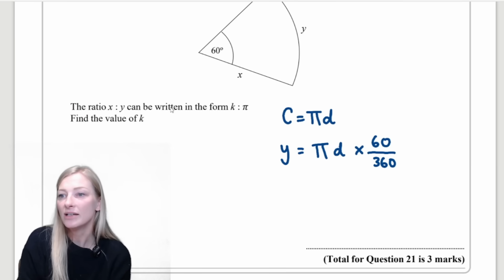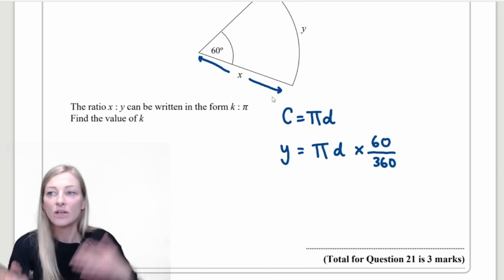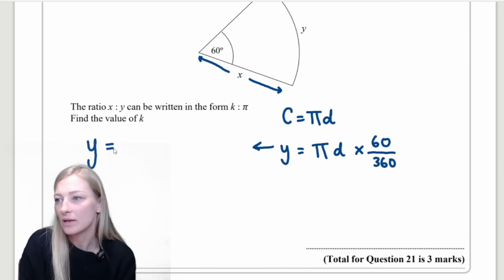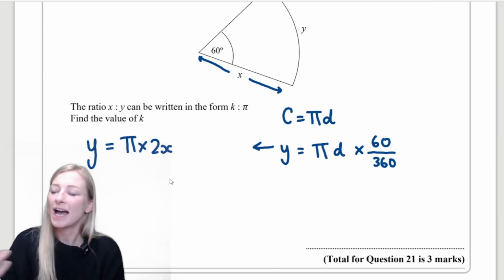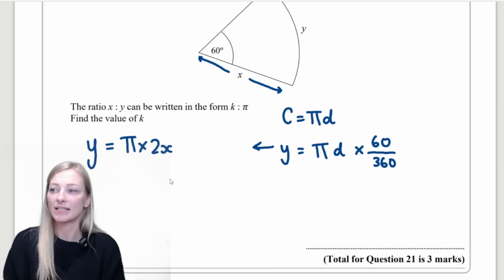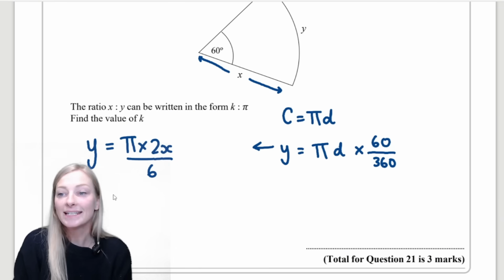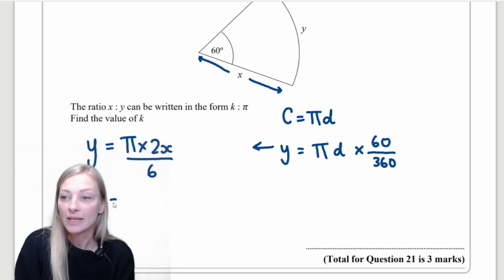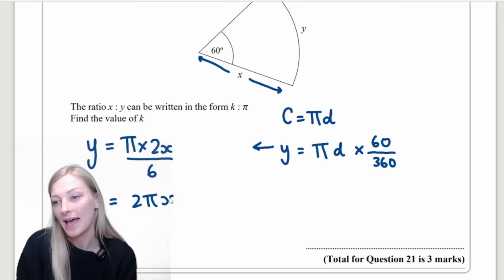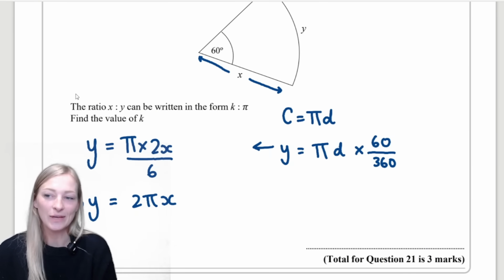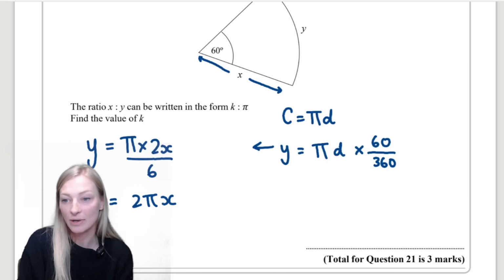Now the diameter is going to be 2x because x is the radius that goes to the middle of the circle. The diameter goes all the way across. So let's try this again over here. y equals pi times 2x, that's my diameter. And instead of timesing by 60 out of 360, I recognise that that's a sixth. So I'm going to divide that by 6. Let's now sort that out a bit. 6y equals 2 pi x if I'm multiplying up by 6. Okay, if 6y equals 2 pi x, we can also divide both sides by 2 there.